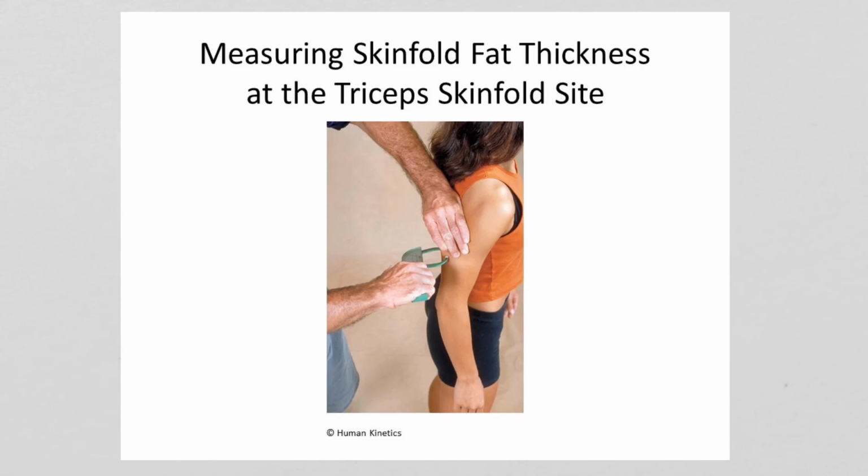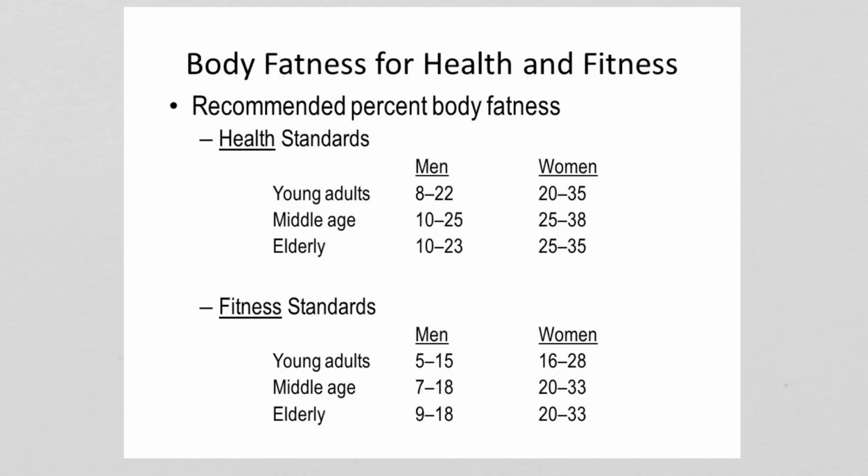So now that we've covered all the methods of measurement, let's figure out how to make sense of it all and what it means. So here's a chart for body fatness for health and fitness. These are explained on page 428 of your book. And so your recommended percent body fatness for health, so this is your general health. You can see we have young adults, middle-aged, and elderly, anywhere from 8 to 22% for young adults for men, 20 to 35 for women, middle-aged a little bit higher, 10 to 25, and then women 25 to 38, elderly 10 to 23 for men, women 25 to 35.